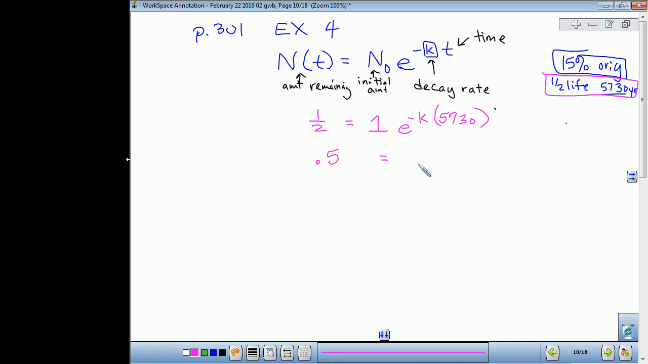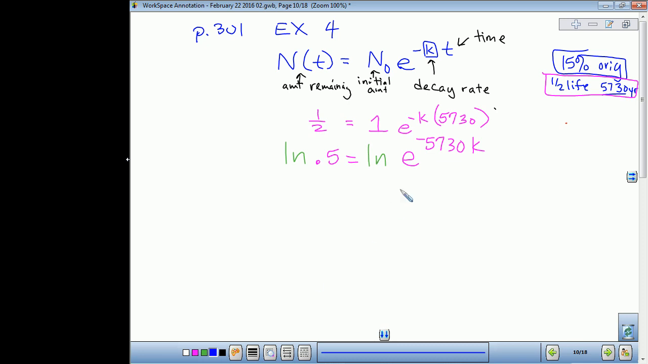And we're solving for k. So we're solving for an exponent. What do we use when we solve for an exponent? Log. And particularly in this case, I'm going to use natural log. Why am I choosing that? I'm only going to use it because it's easier that way.